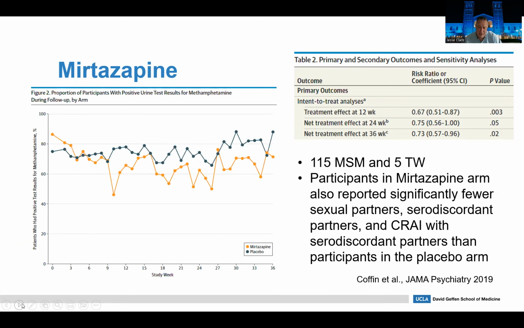So this is some of the data on mirtazapine. Most of it has come from Phil Coffin and Grant Colfax in San Francisco. As I said, they've done 2 phase 2B clinical trials of mirtazapine, and they're gearing up to do a larger phase 3 trial of mirtazapine for meth use disorder.